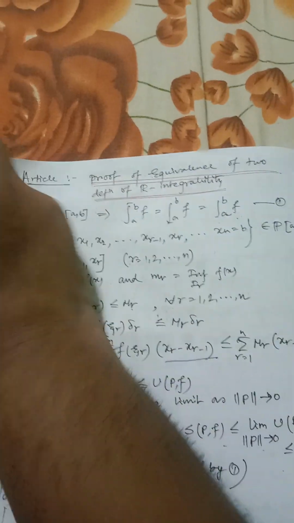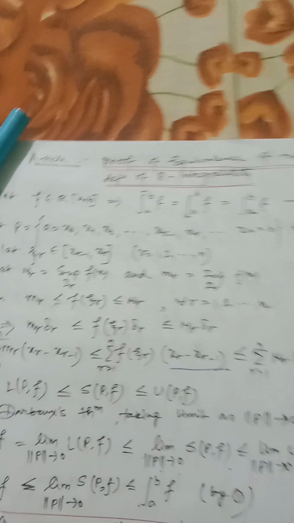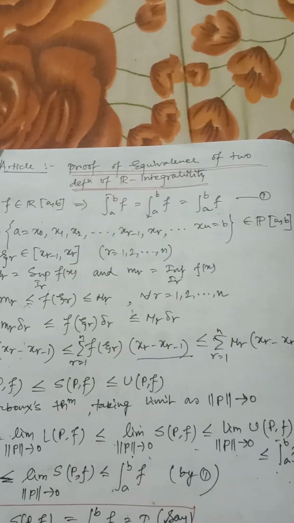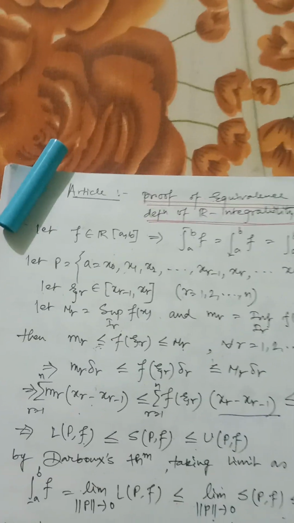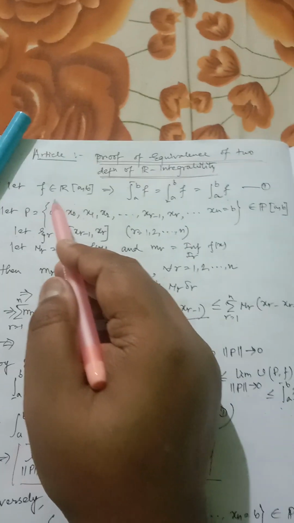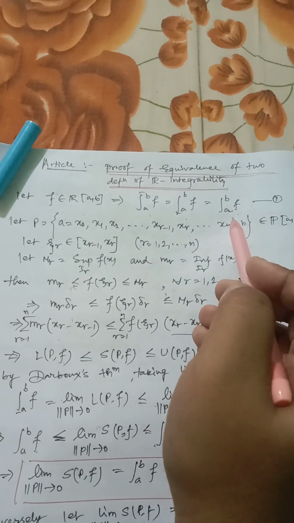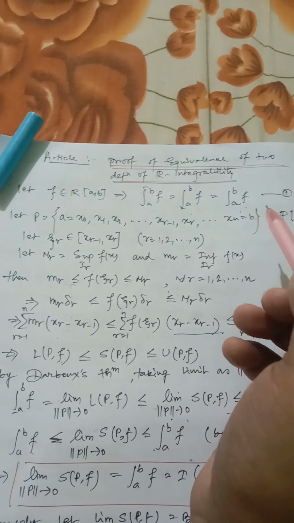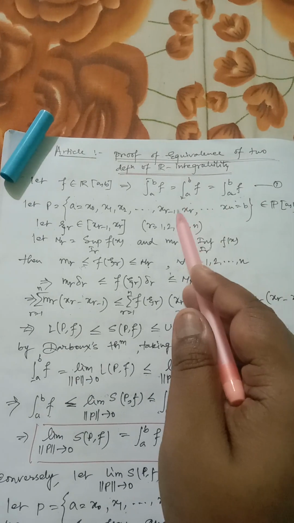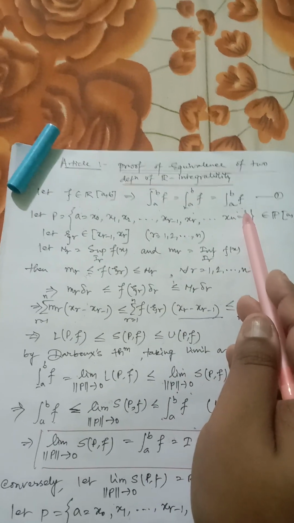Now in the next part you will see this article, proof of equivalence of two definitions of Riemann integrability. Here you can see initially I have assumed that the function is Riemann integrable, so the upper sum should be equal to the lower sum, and that must be equal to the integral from a to b of f(x) dx. Here intentionally I have written this notation: the lower integral from a to b of f should be equal to the integral from a to b of f.